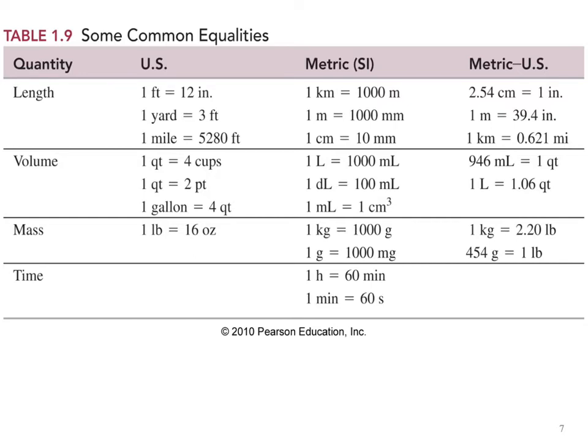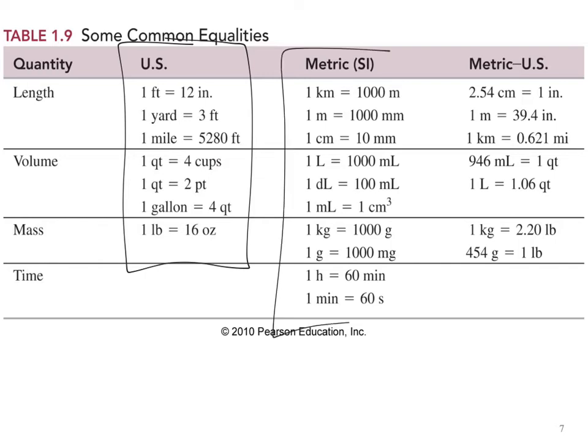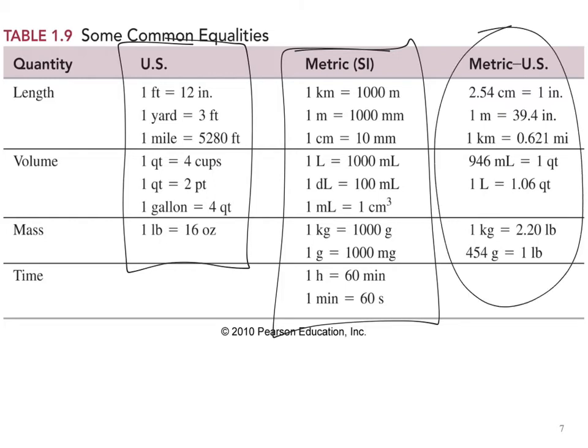This table over here represents some common equalities. For example, here we have the U.S. system. Here we have the metric system or the international system, and in here we have what is called the metric to U.S. system. In the U.S. we use feet, for example, and that's 12 inches, 1 yard, 3 feet, 1 quart is 2 pints. In the metric system, we say 1 kilometer is 1,000 meters, 1 centimeter is 10 millimeters, and like that.